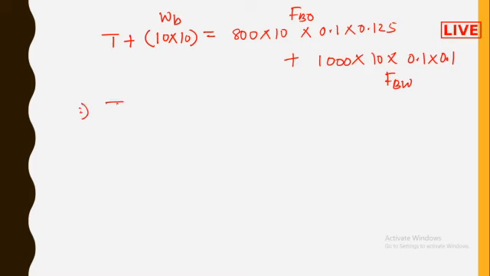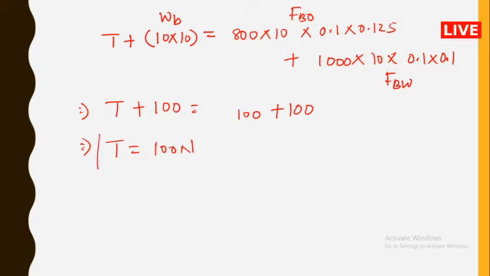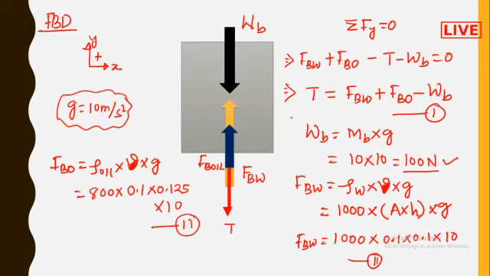So now if you find out the tensile force from this equation, T plus 100 equals 100 plus 100. So now if you find out the tensile force in the string, that is coming out to be 100 Newton. Okay, the tensile force will be 100 Newton. So now we need to find out what is the pressure created at this bottom.